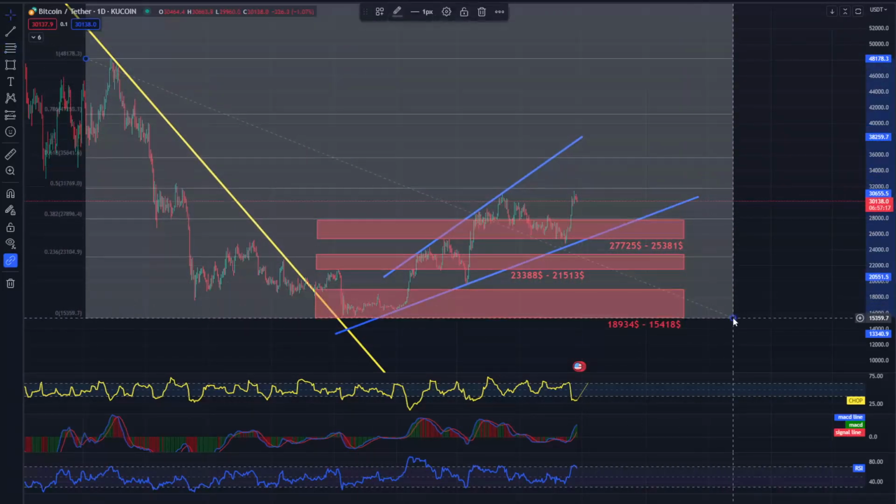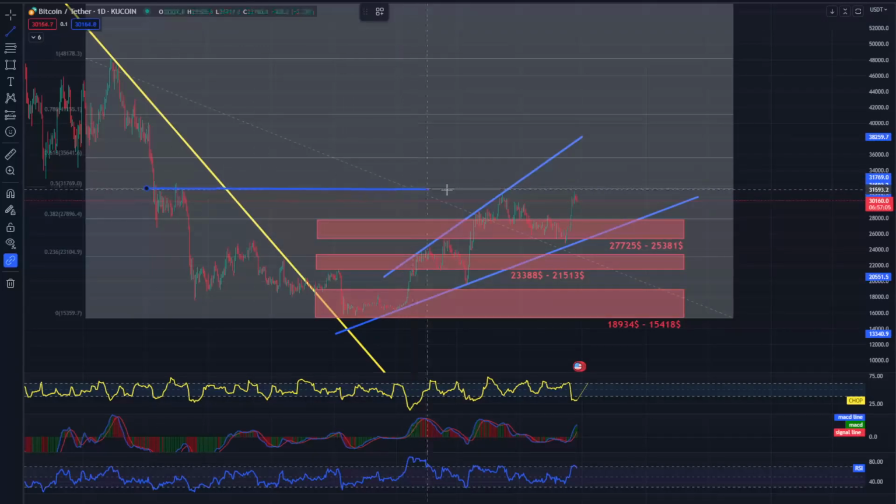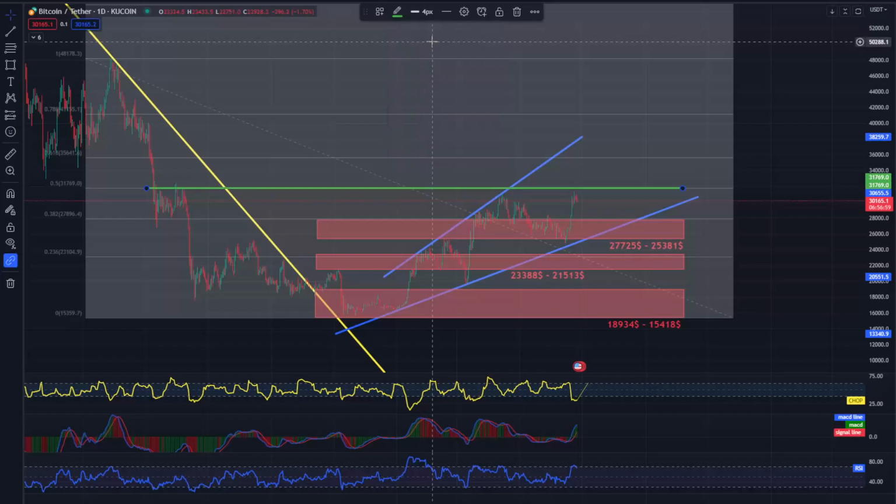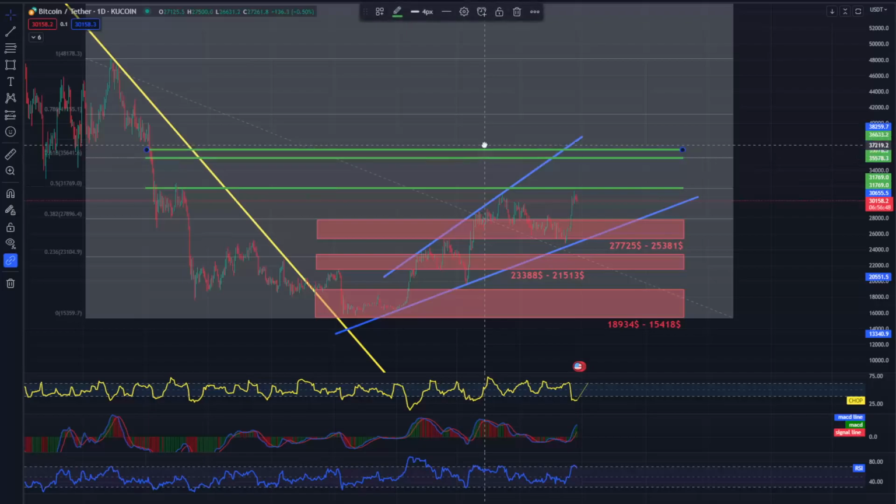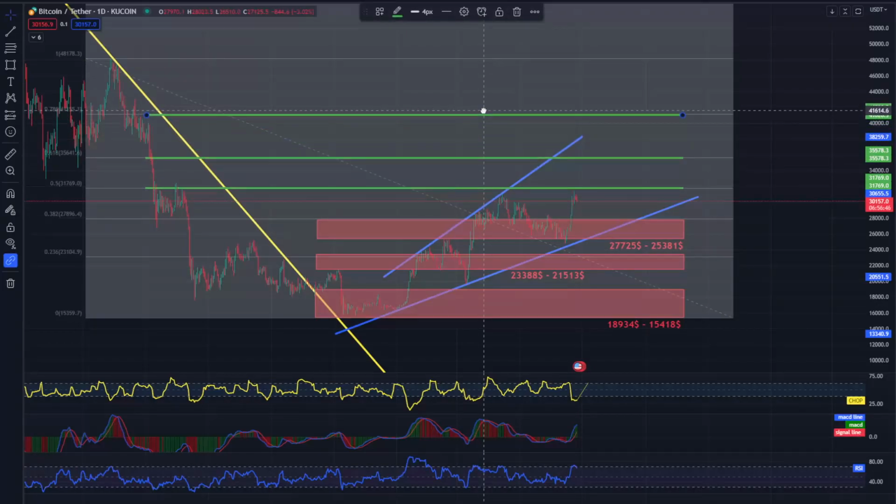Looking the other way, we can also mark the places where the price should encounter resistance on the way to increases. And here we have the first very strong resistance at the price of $31,769, which so far has not been strong enough to overcome. The next resistance is at the price of $35,578. And then the third resistance at the price of $41,028.